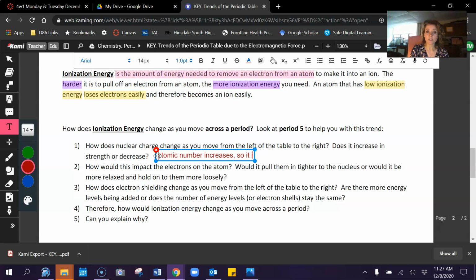So it increases in strength. And now remember, if you are increasing nuclear charge and you're increasing the strength of the nucleus, that means that atoms with bigger nuclei in a period are going to pull electrons in more tightly. So how does this impact the electrons on the atom? Will it pull them in tighter to the nucleus, or would it be more relaxed and hold on to them more loosely? So my answer here is pull them in tighter.